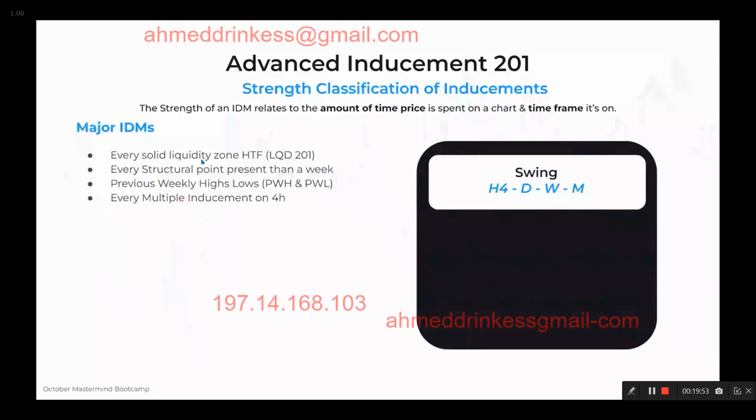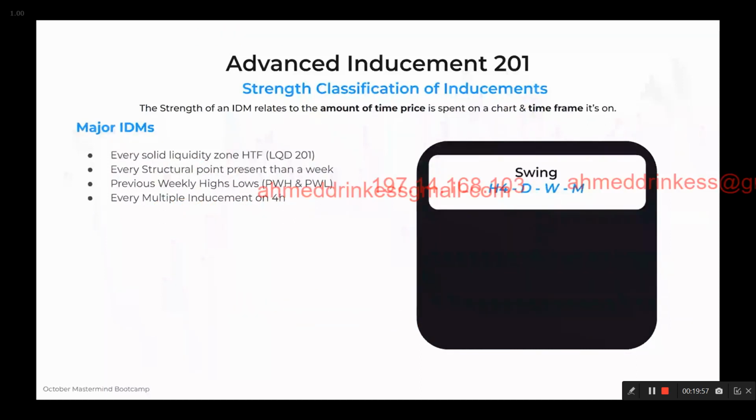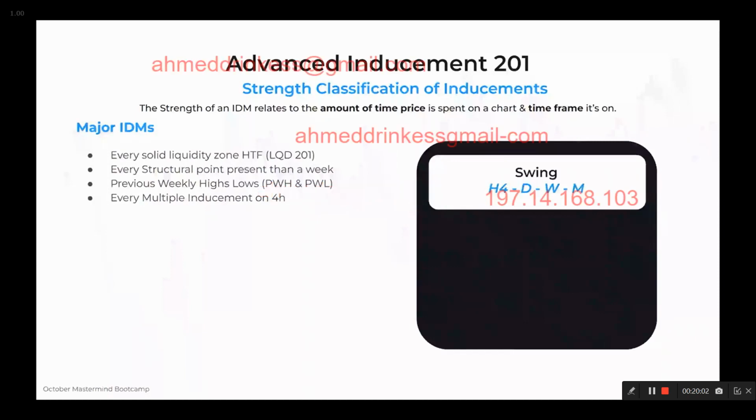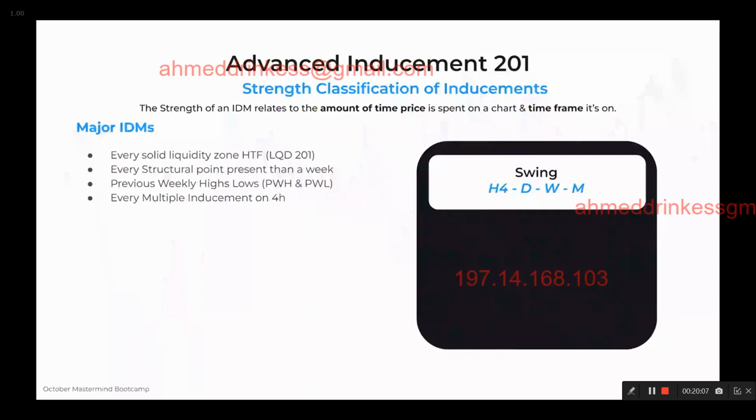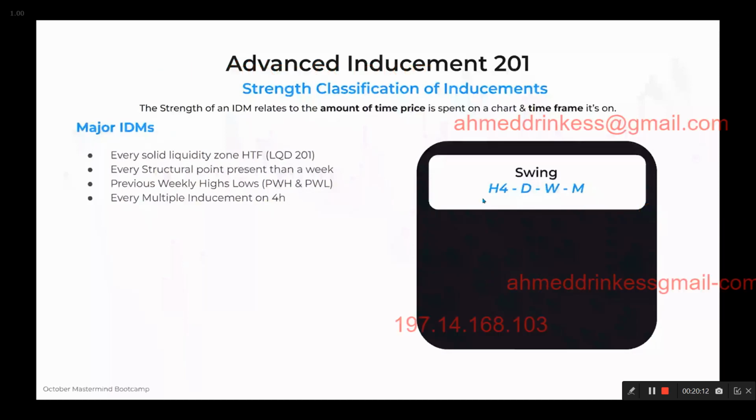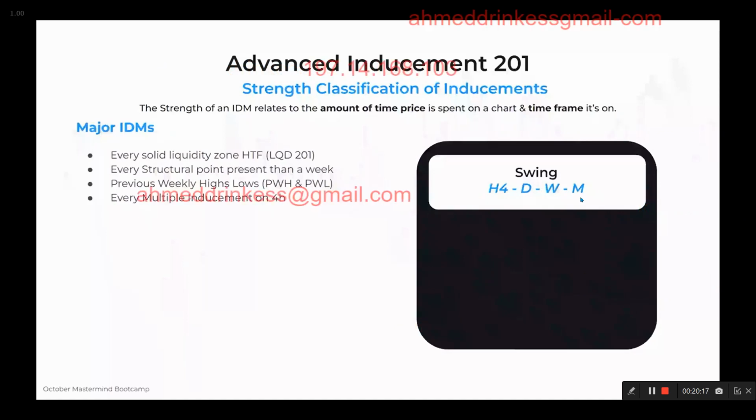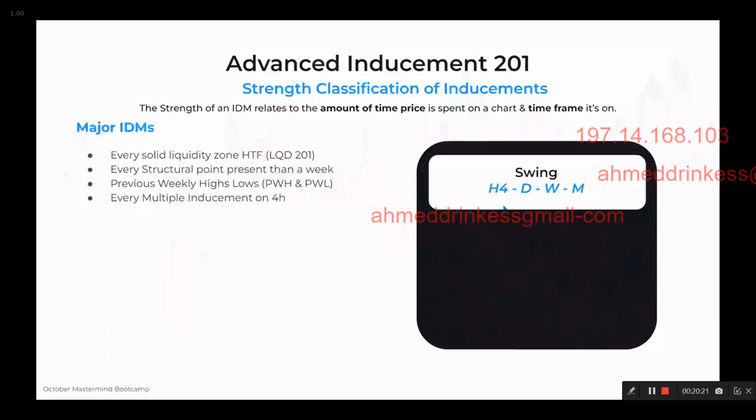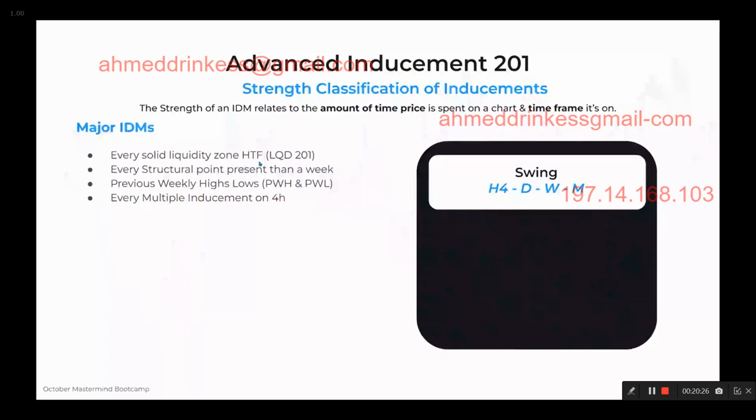Liquidity zones meaning everything that we've already talked about when it comes to the liquidity types, where a high liquidity zone is, that is where all of the higher time frame liquidity zones are. If it's equal highs, if it's trend lines, whatever. And when we talk about major inducements, it relates specifically to the 4-hour, daily, weekly, monthly, and so on. Pretty much everything above the 4-hour is what I would consider a major inducement. This is every structural point present more than a week.